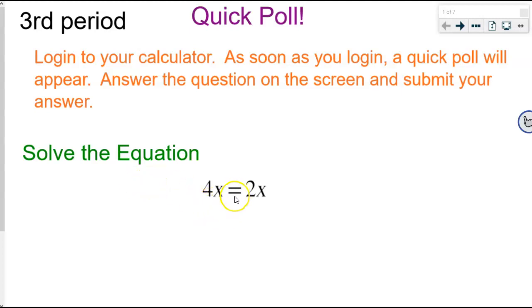This is saying 4 of something is equal to 2 of something. Notice that we have x in 2 different places. We can't solve anything right now until those x's are consolidated into just one place. Yes, Fitz?